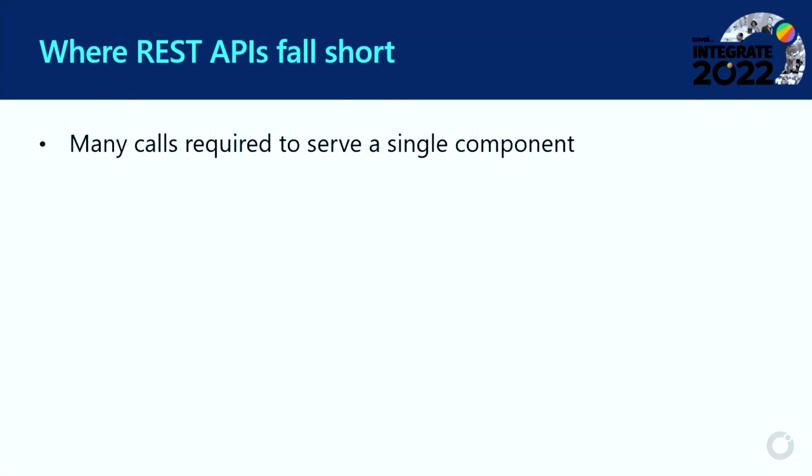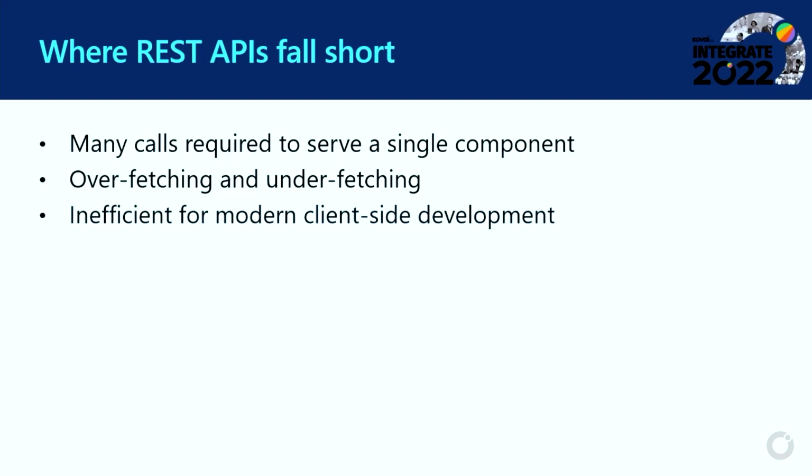First of all, it requires many calls to serve a single component. When you have a front-end application that requires many calls and a lot of data, that becomes very costly, and it leads to performance issues. Additionally, REST is really guilty of overfetching and underfetching information. When you call an endpoint, you don't get to choose what comes back. You get the whole endpoint and all the data along with it. So you have to parse out what you need, and then also throw away data that you just called. So it's not the most efficient, and it's also, in general, inefficient for modern client-side development.